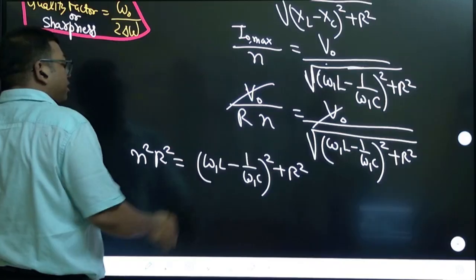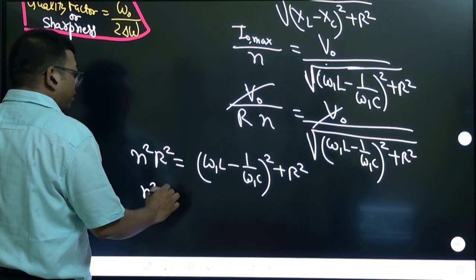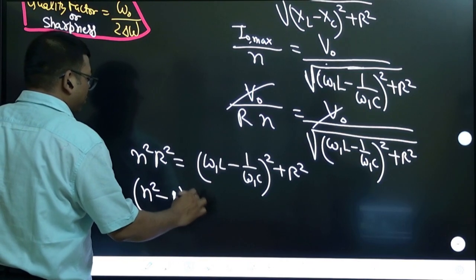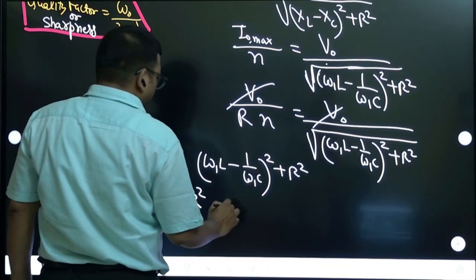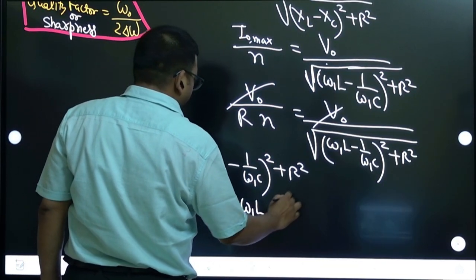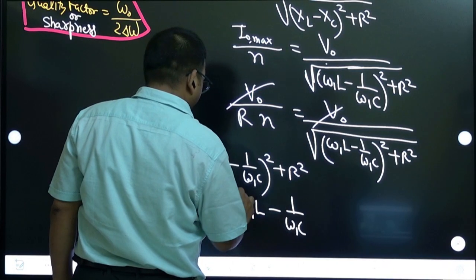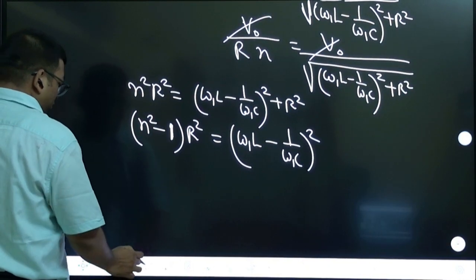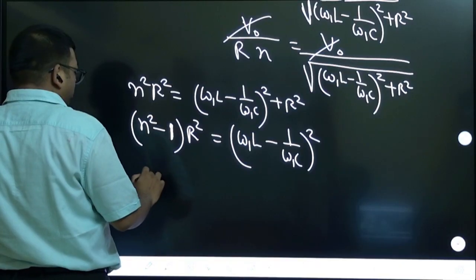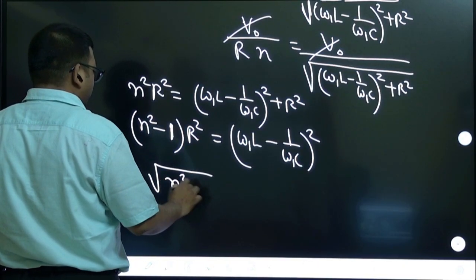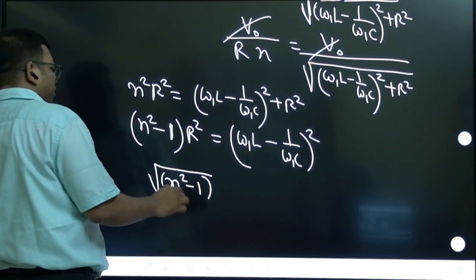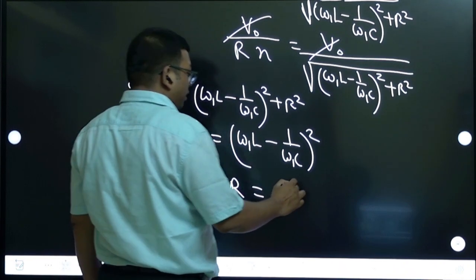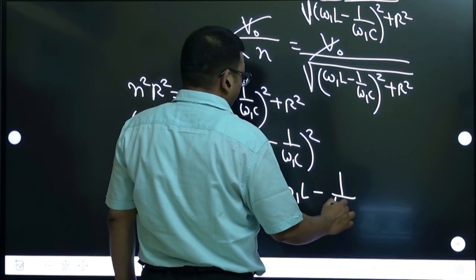This R square term I will bring to this side. So N square minus 1 times R square, we take common. And then this will become omega 1 L minus 1 by omega 1 C whole square. Let us take under root over both. So it will become root under N square minus 1, R square under root, R will come out. And this becomes omega 1 L minus 1 by omega 1 C.